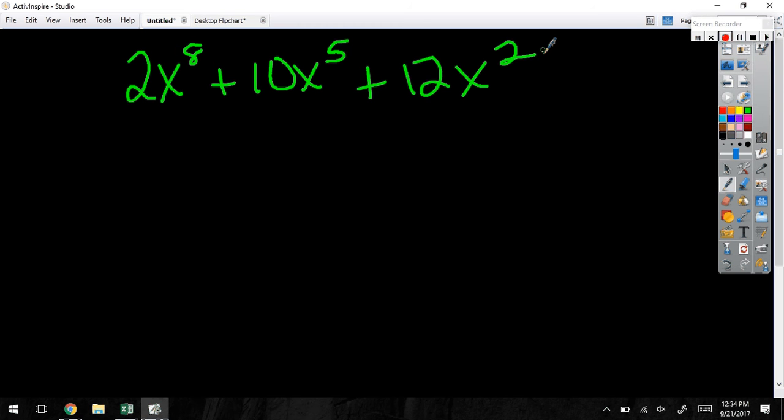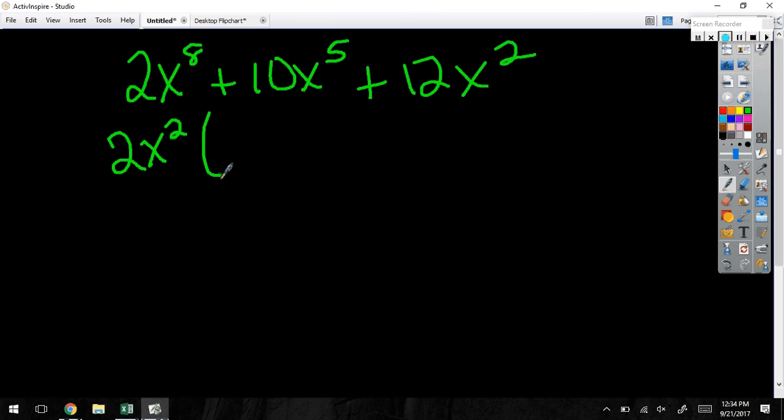Here we go. I got one I want to use. 2x to the 8th plus 10x to the 5th plus 12x squared. Oh, we gotta do the coefficients first. 2 goes in all of them. Right, y'all are exactly right. You take out the GCF. That's right, so I heard 2. What else can you take out? X squared.